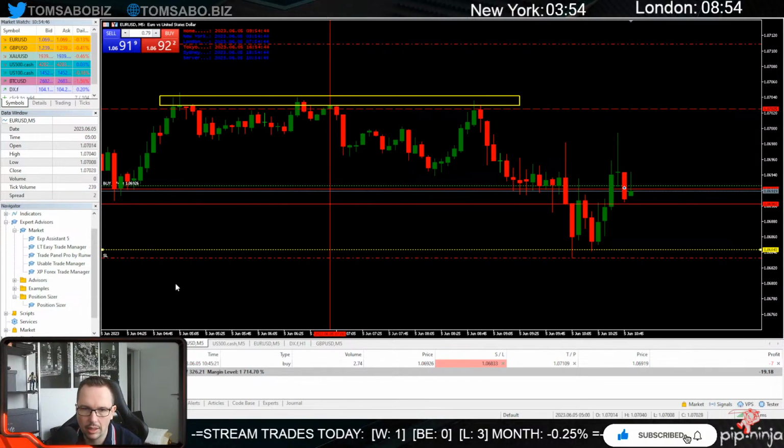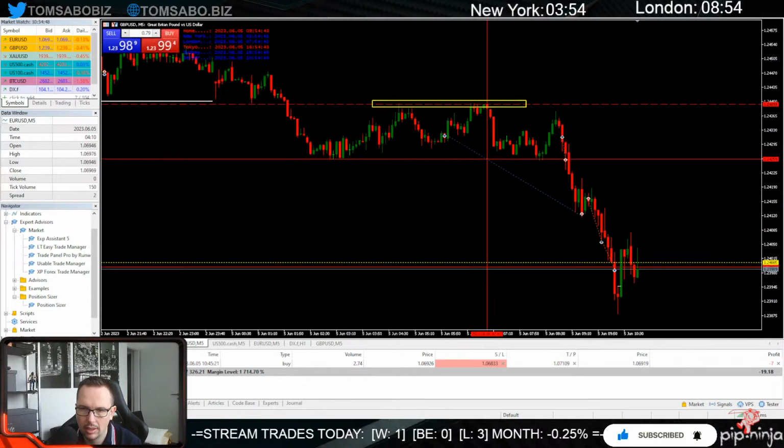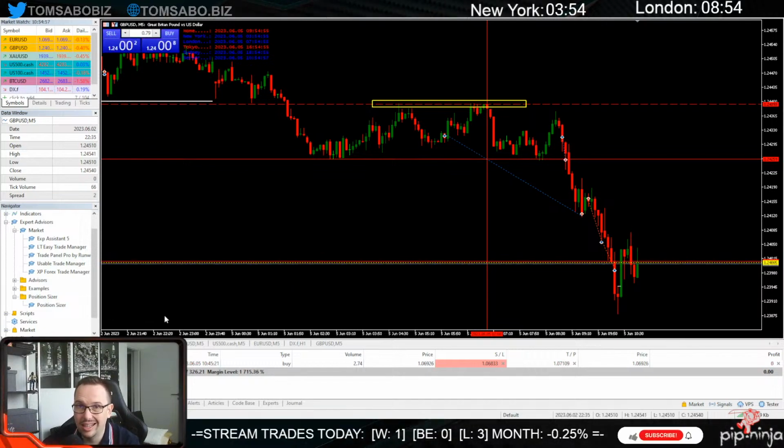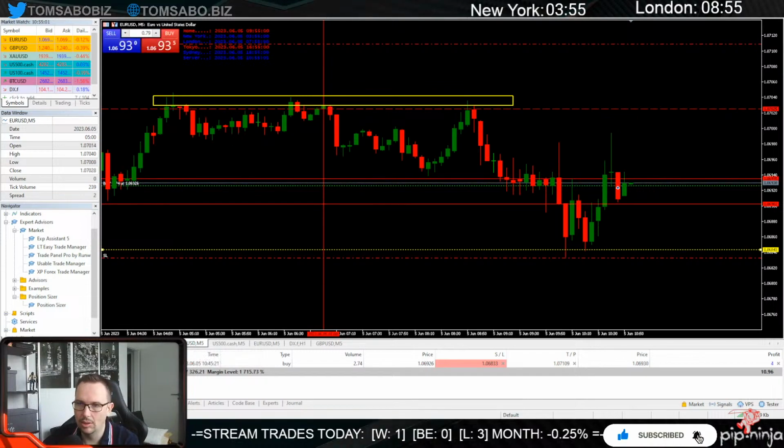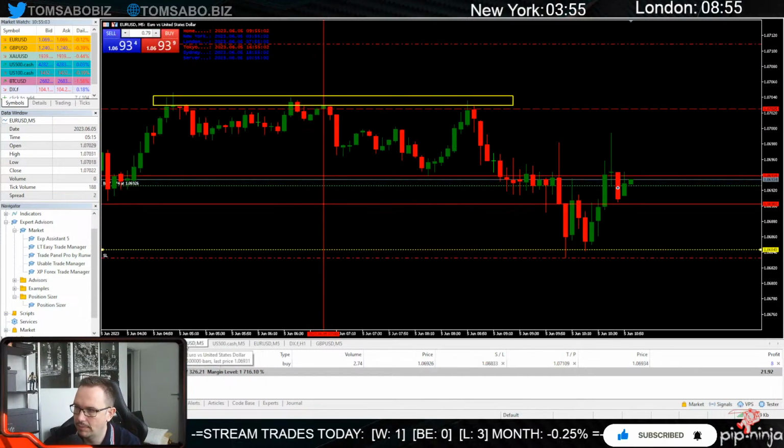So yeah, the pound is not doing anything. We still have some time from the kill zone, by the way. And I'm not sure how long I want to hold the euro trade.